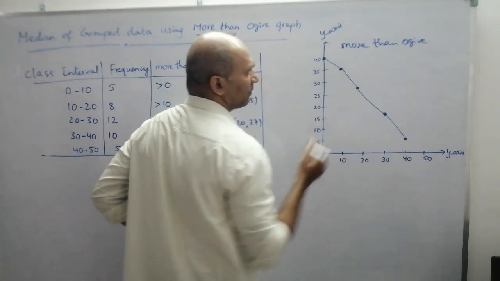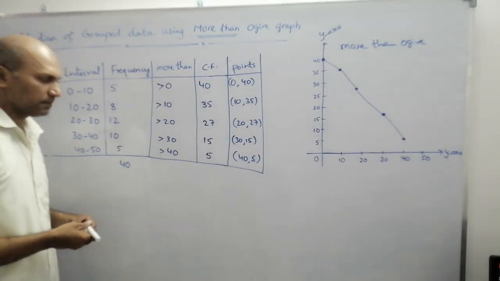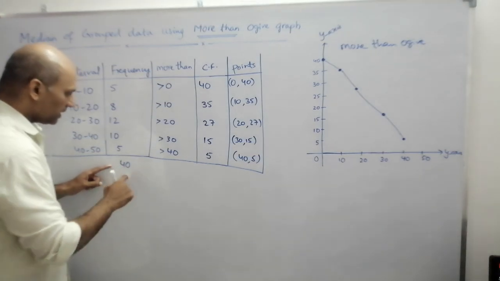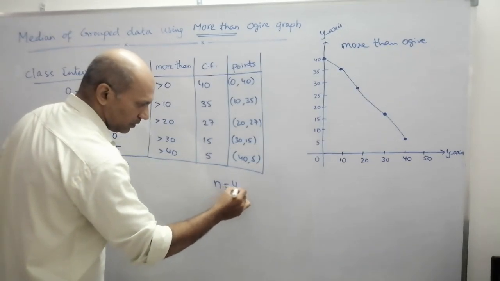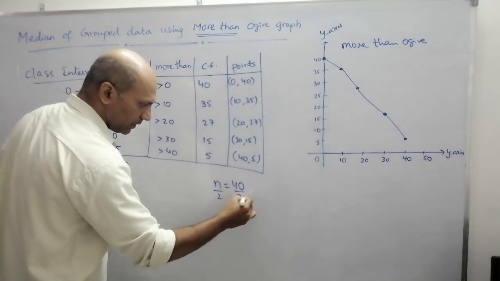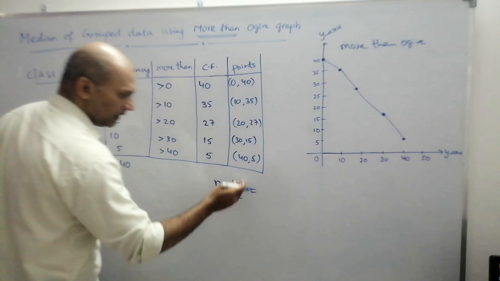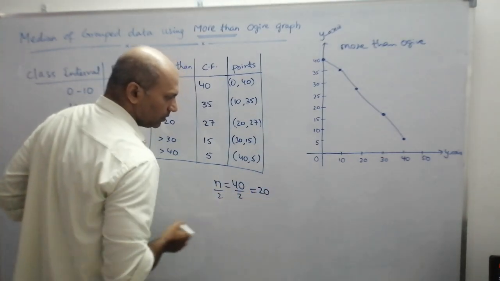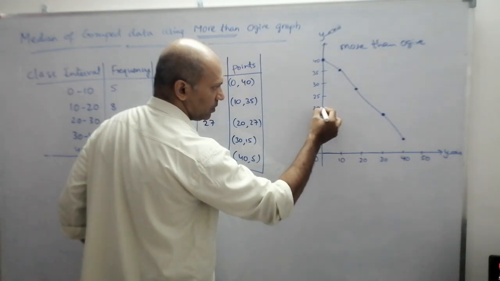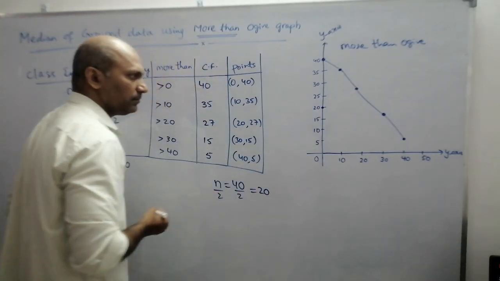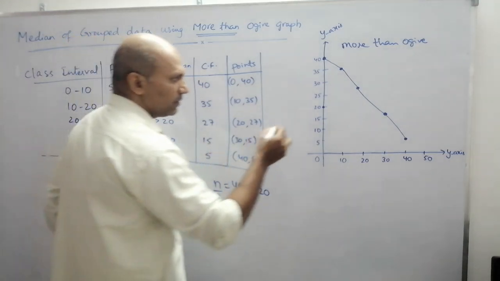Now how should we find the median from this graph? How many students are there or how many observations are there? 40, right? So n is equal to 40. We need to find the half of 40 because median is the middle number. So 40 divided by 2 is equal to 20. Now we need to mark 20 on the y-axis here. So here we have 20.